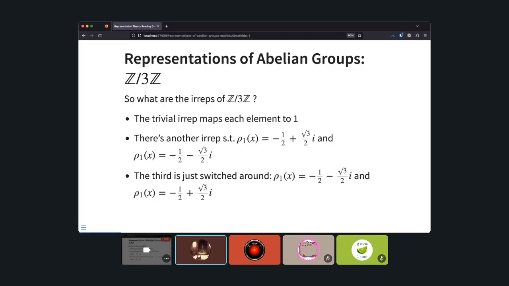But I don't know, is this making sense? It's not just that there's one irrep and it maps x1 to -1/2 plus square root 3 over 2 i. In the first irrep, x gets mapped to that, and then in the next irrep, x gets mapped to its conjugate transpose. Does that distinction make sense? Maybe I'm not explaining that well.